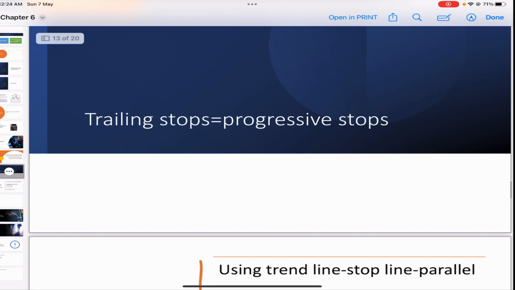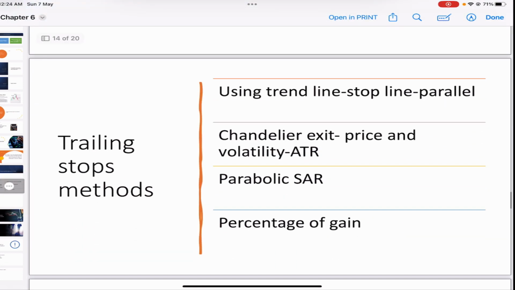So trailing stops are progressive stops. As and when your profit is increasing, you are trailing your stop loss and reducing your risk, and progressive in nature. So that is what my progressive stops are. There are various methods of using trailing stop loss. So now let's see what the methods of using a trailing stop loss are. The first thing is a trend line, stop line, parallel.